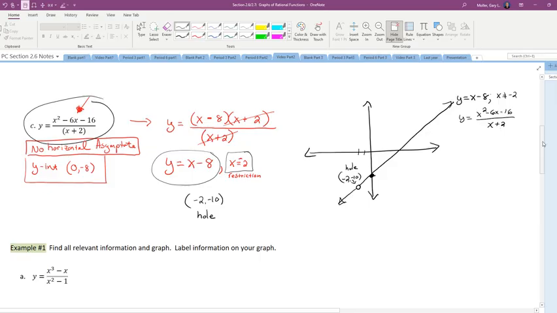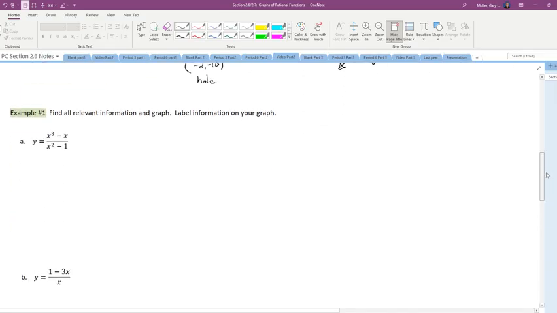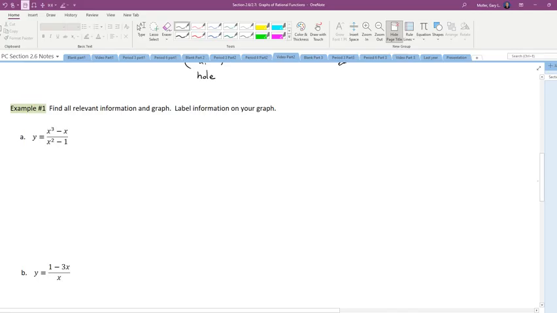Okay, let's see what happens on the next one. Example number 1: find all relevant information and then graph it. Label the information on your graph. Notice right off the bat, the degree on top is higher. So this is, again, a no horizontal asymptote.